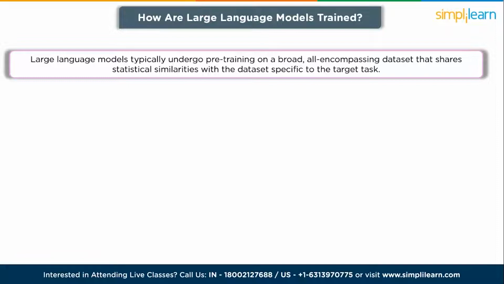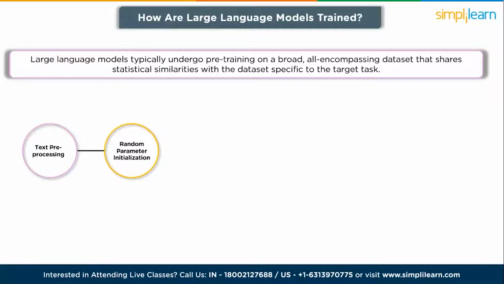The training process of a large language model involves several steps. The first is text pre-processing. The textual data is transformed into a numerical representation that can be effectively processed by the model. This conversion may involve techniques like tokenization, encoding, and creating input sequences. The next step is random parameter initialization.